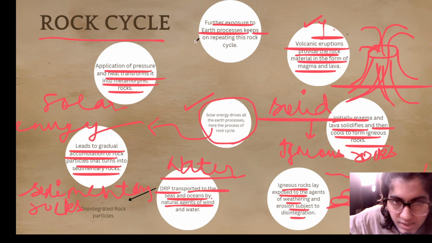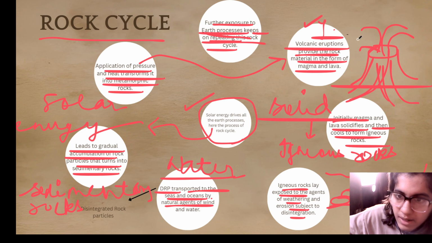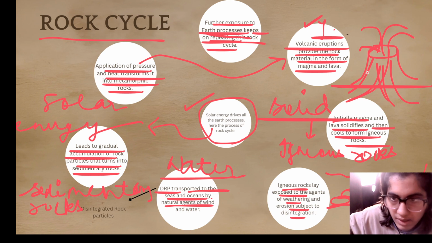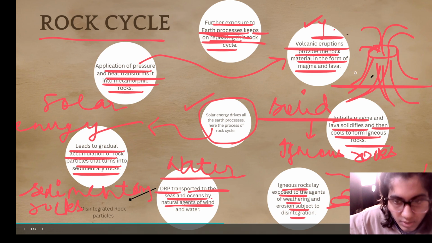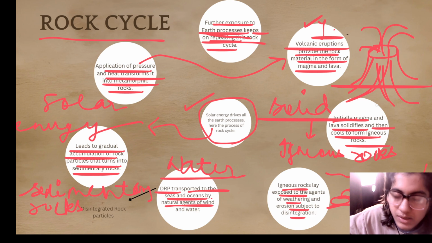Further exposure to earth processes keeps on repeating this cycle. So this cycle keeps on repeating, because these metamorphic rocks again come out through volcanic eruptions in the form of magma and lava. These metamorphic rocks are like the rock material that comes out as magma and lava. So this is how the whole process goes on and on, because as long as there is solar energy, this process will go on forever.